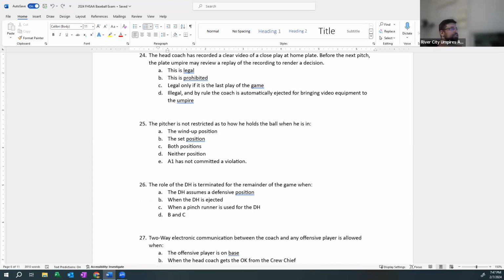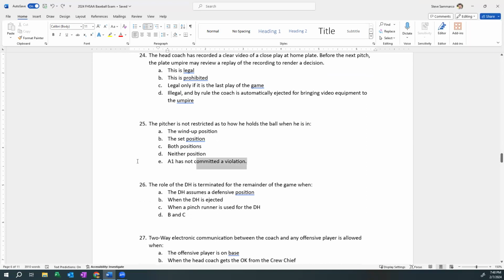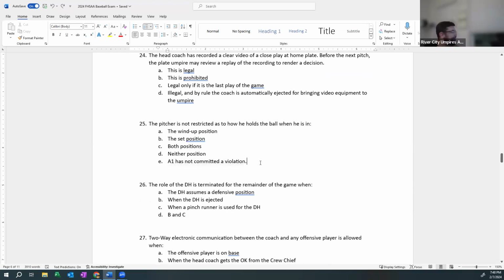All right. A pitcher is not restricted on how to hold the ball when he is in. I don't know what E is. Who the hell's A1? I thought of that when the question came up. I have no idea what this is. A1 is a football answer. I don't know. When is he not restricted?